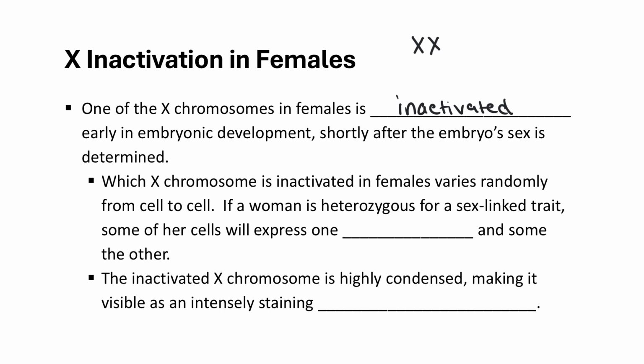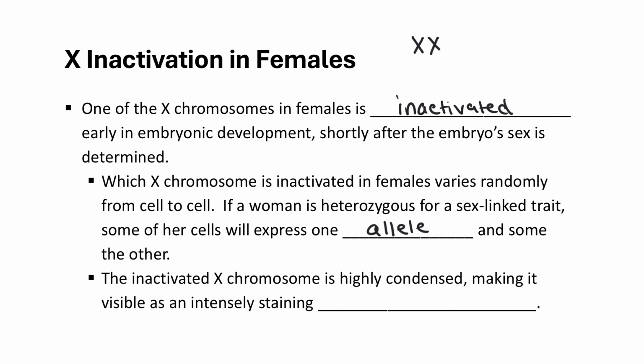If a woman is heterozygous for a sex-linked trait, meaning she has one X that has the trait and one X that doesn't, then some of her cells will express one allele, and some of the other cells will express the other allele because it is random as to which X chromosome is inactivated.